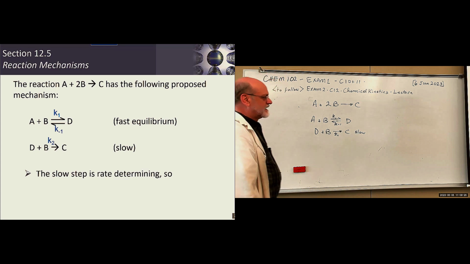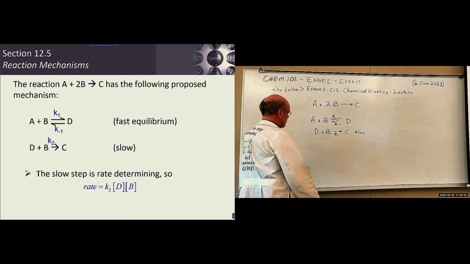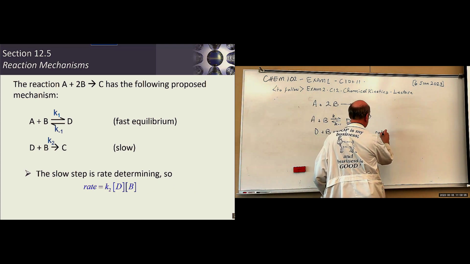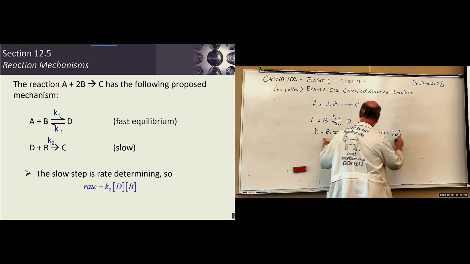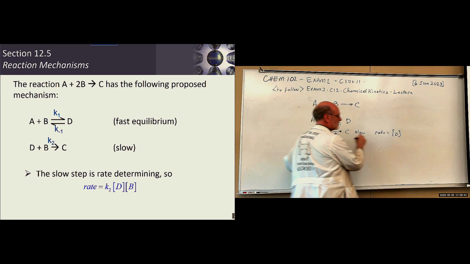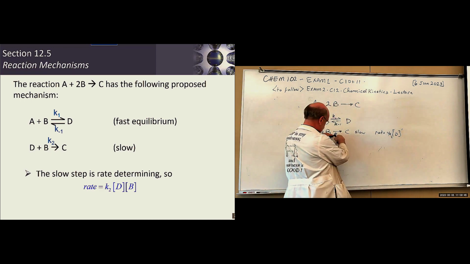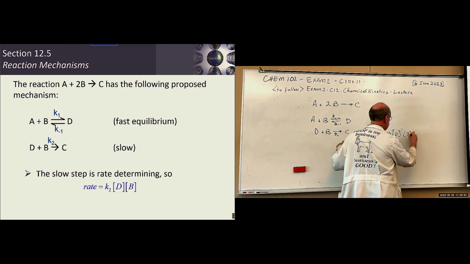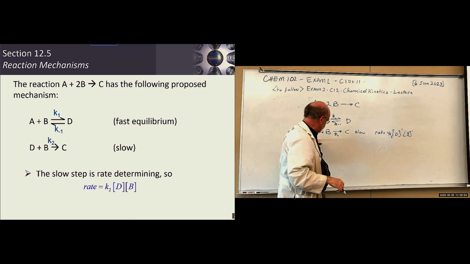Okay. So since the rate determining step is a slow step, then the rate that we can write for this one is the value of D. Since there's only one of them, then it's to the first power. And then we have K2, which is the rate constant for that one. And then times B, also to the first power. So that would be the rate law for this elementary step.